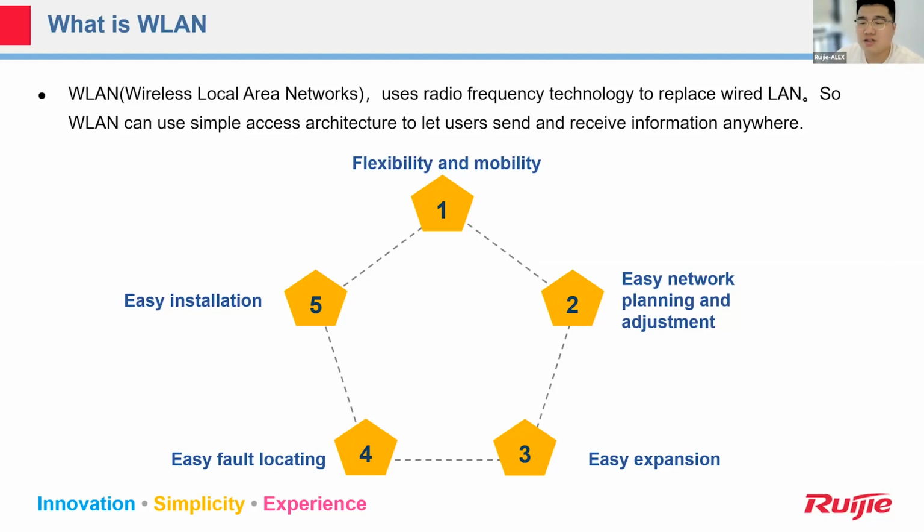And the third advantage is the easy expansion. Here, expansion has two situations. For example, first is that we should expand the coverage of the WLAN. It's quite easy, right? We just need to add more APs and deploy these APs in a larger area, so we can expand the coverage of it.